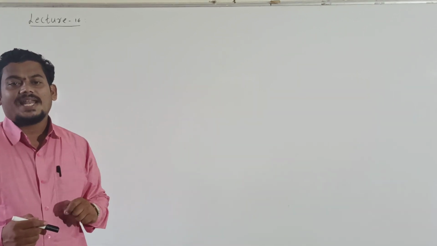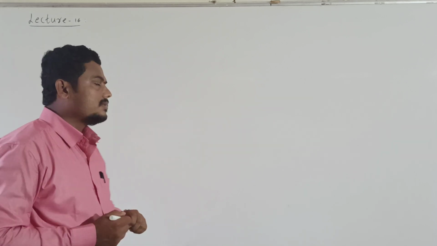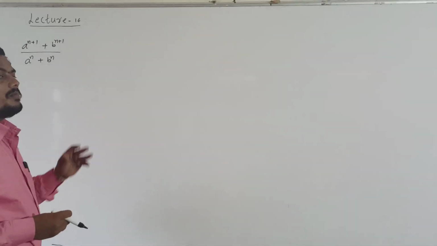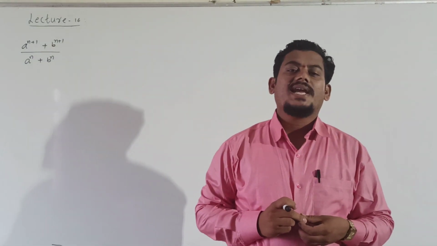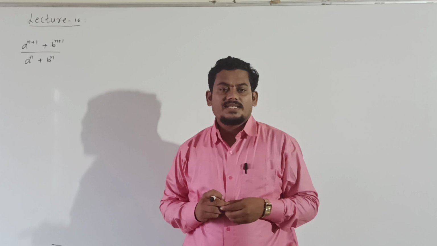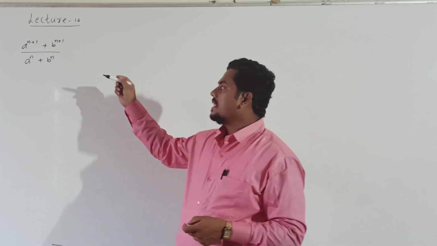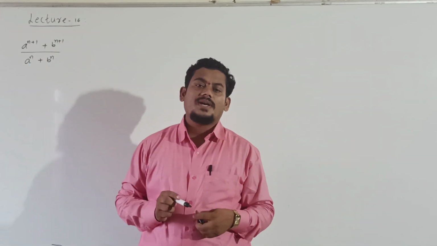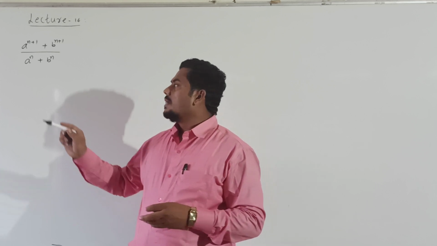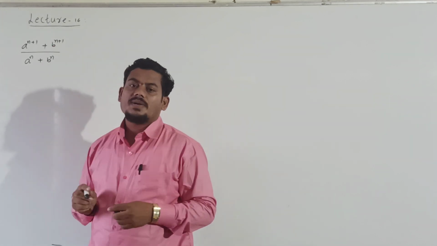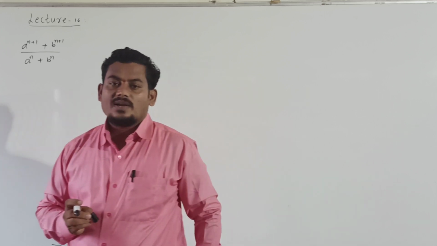Find the value of n so that (a^(n+1) + b^(n+1)) divided by (a^n + b^n) may be the geometric mean between small a and small b. Once again, see the question. Find the value of n so that this expression may be the geometric mean between a and b. Means this expression is the geometric mean between a and b, then find the value of n.